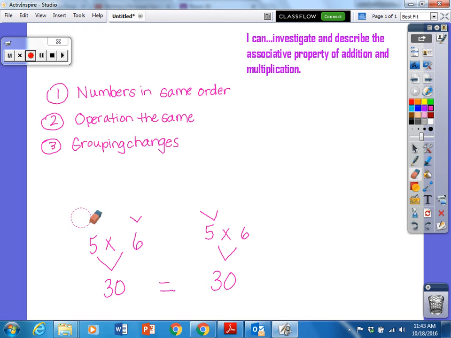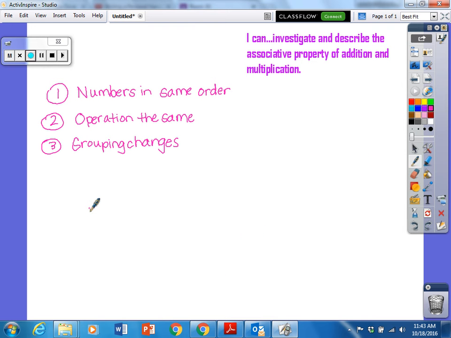So, to review, the associative property is a property that deals with equality in the order of numbers. There are two types of associative property: the associative property of addition and the associative property of multiplication. For addition, remember it has to have only addition signs, and the grouping must change and the numbers must be in the same order. 5, 8, 4, 5, 8, 4. Plus, plus, plus, plus. Grouped 5 and 8, grouped 8 and 4.